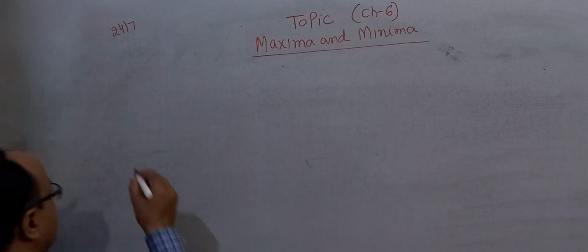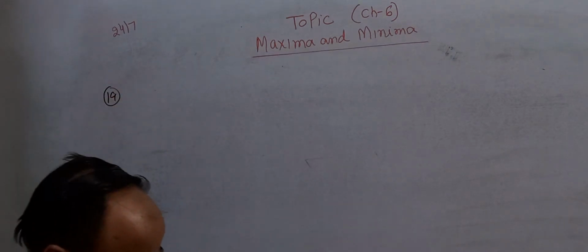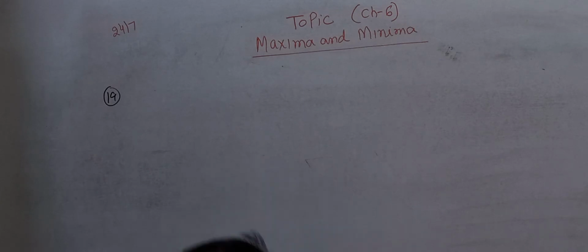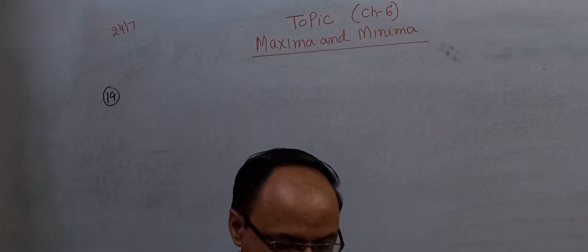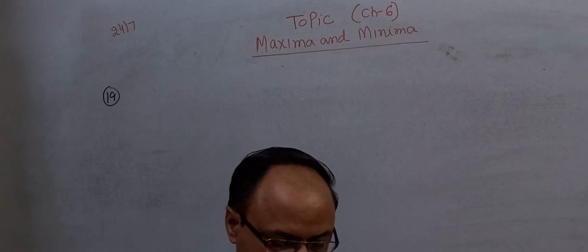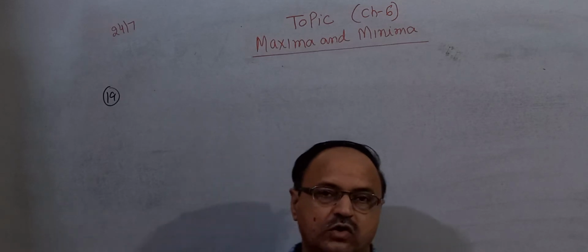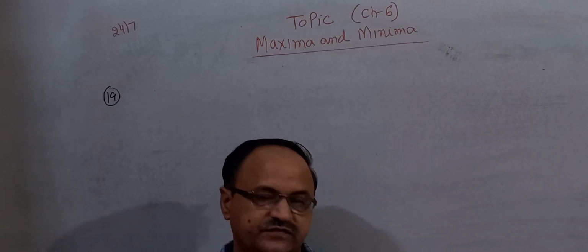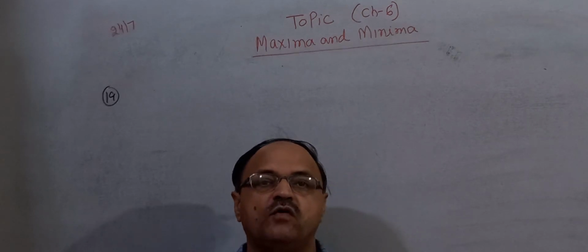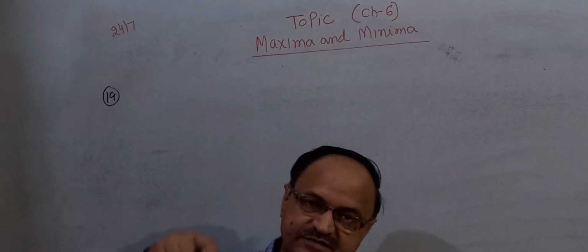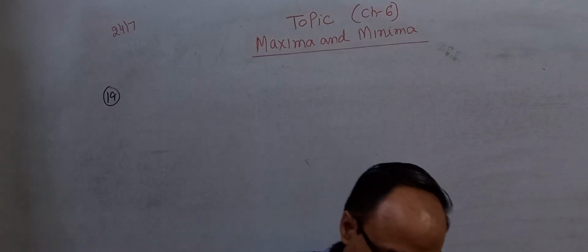Now next question, question number 19. Show that of all the rectangles inscribed in a given fixed circle, the square has the maximum area. This is the question. Clear?